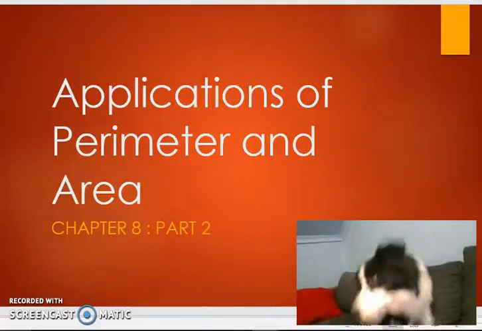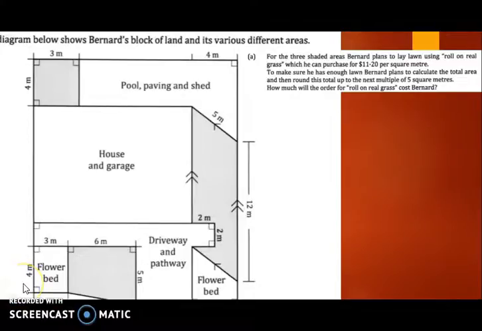Thank you, Professor Obi. Okay guys, so this diagram shows Bernard's block of land in various different areas. He has his house and garage, pool paving and shed, so he can have a dip in the pool, driveway and pathway, flower beds, and these are the three shaded areas.